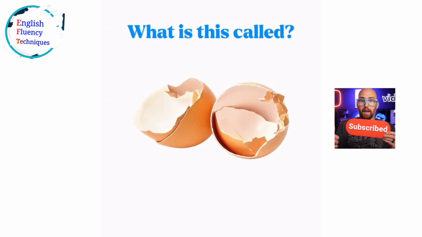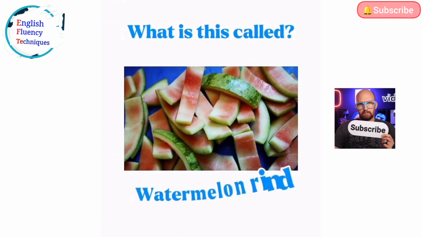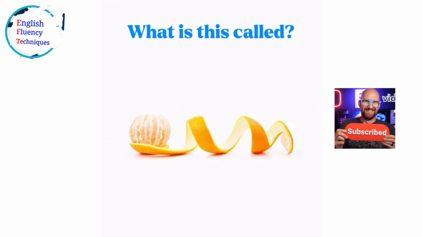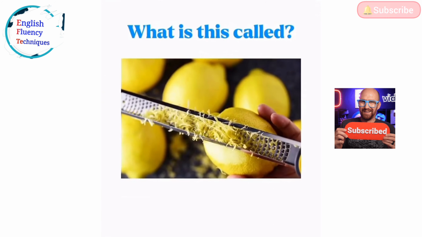What is this called? Banana peel. What is this called? Eggshell. What is this called? Watermelon rind. What is this called? Orange rind. What is this called? Apple skin.